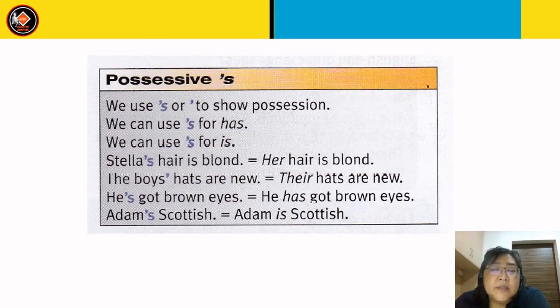Second one, the boys' hats are new. So their hats are new. Number 3 is a different sentence. Here apostrophe S is for has. He has got brown eyes. Okay, the last one, apostrophe S is for is. So Adam is Scottish.